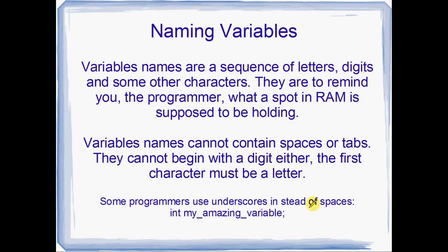Some programmers use underscores instead. Actually, I wrote a space accidentally. There's no space there. Instead of spaces. So I think this is more an old thing. I don't see a lot of this anymore, but it used to be that you'd put underscores instead of spaces. So my amazing variable might be my_amazing_variable.